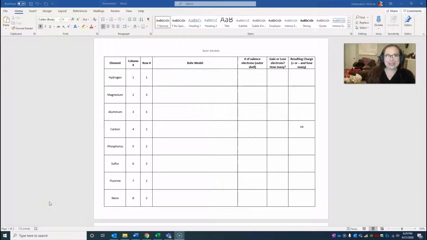Hey chemistry! Last week we were talking about atomic structure and we went over how to draw Bohr models. And that's what you're going to do in the assignment today.